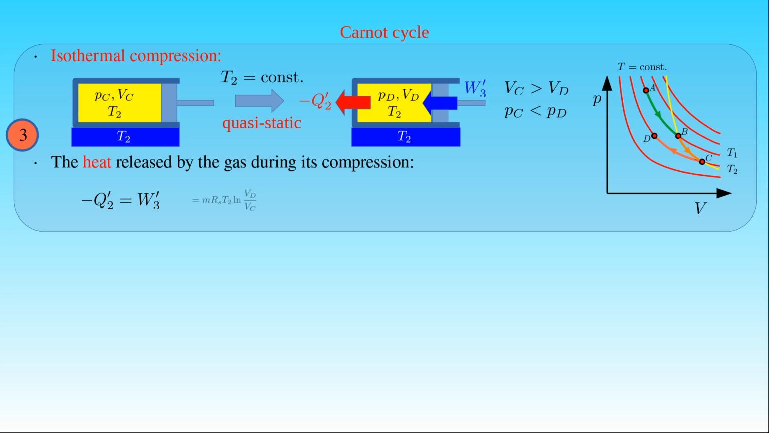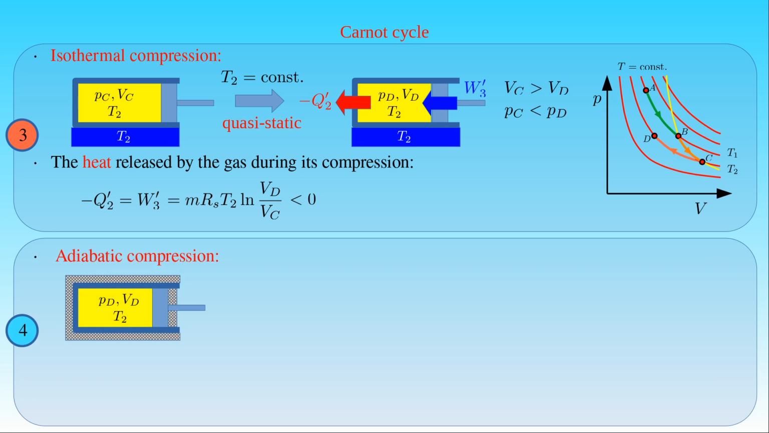The work can be written as the mass m of the gas, times its specific gas constant Rs, times its absolute temperature T2, times the natural logarithm of the ratio of its final volume Vd to its initial volume Vc. Since the initial volume of the compressed gas is greater than its final volume, minus the heat Q'2 and the work W'3 are negative. The last process in the Carnot cycle is an adiabatic compression of the gas.